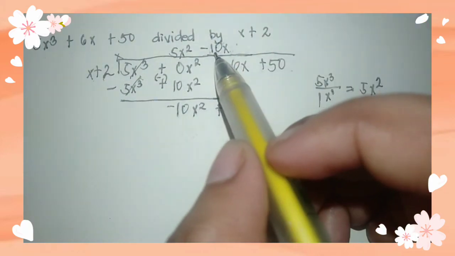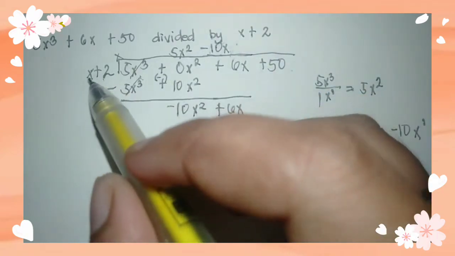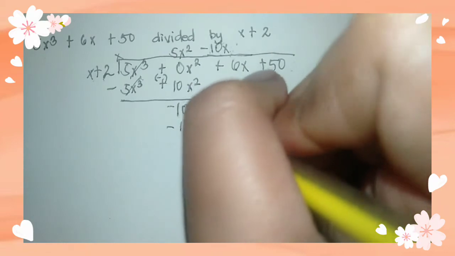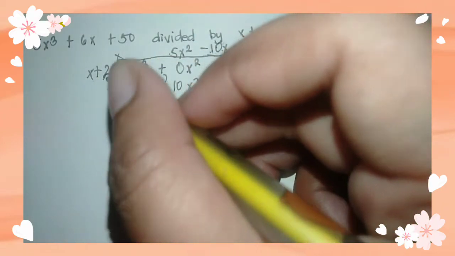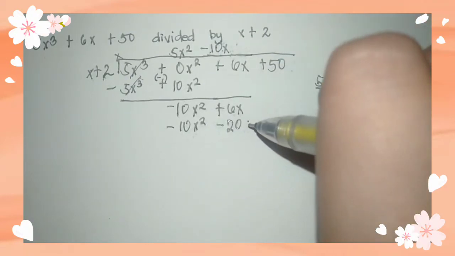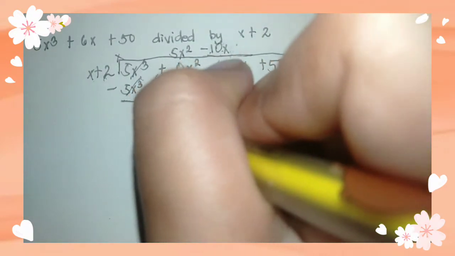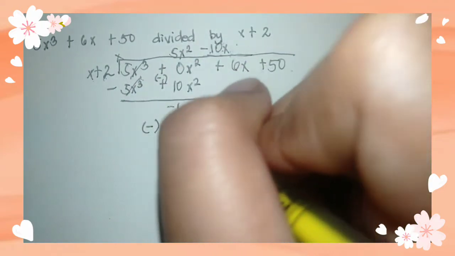Next thing to do is to multiply negative 10x to x plus 2. We have negative 10x times x is equal to negative 10x squared. And then negative 10x times positive 2 is equal to negative 20x. And then subtract again. Ayan. Since ito ay negative 20x, magiging positive siya.